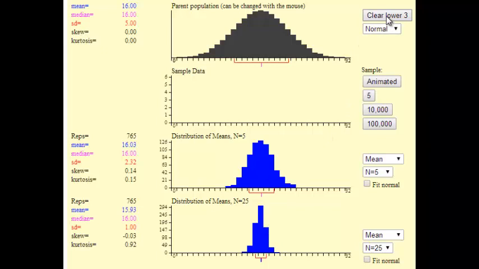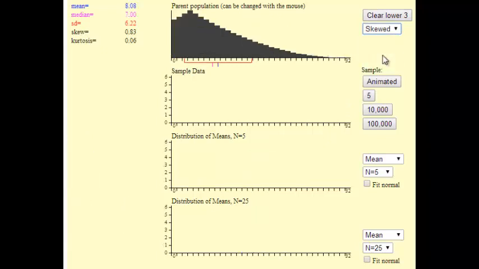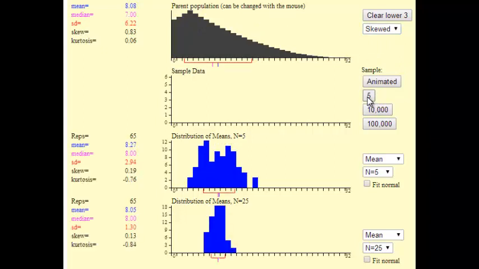I can clear this and do a skewed distribution and start the same process. Now notice again, when I'm choosing 5 at a time, my variability is large. And when I'm choosing 25, I have a smaller standard deviation and a smaller variability. Right off the bat, this one is looking more normally distributed, and this one is getting there, but not there yet. I'm going to give you a link so that you can play around with this as well.